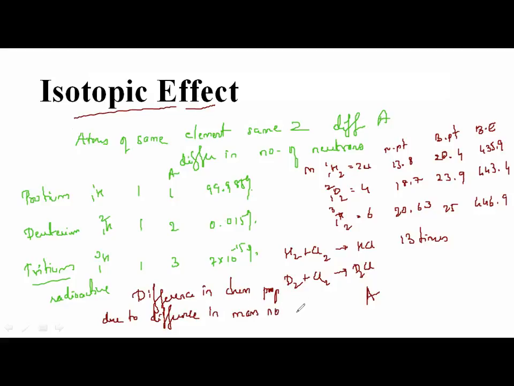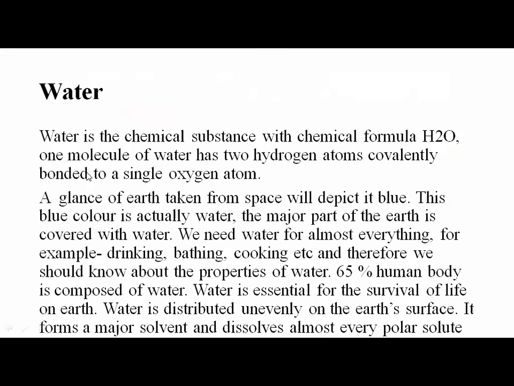It is of isotopes. Mass number of isotopes is called what? Due to difference in mass number of isotopes, it is called isotopic effect. What is it called? Isotopic effect. Very important. Yes, isotopic effect. That is found in the isotopes of hydrogen. Yes, I gave you the example also.